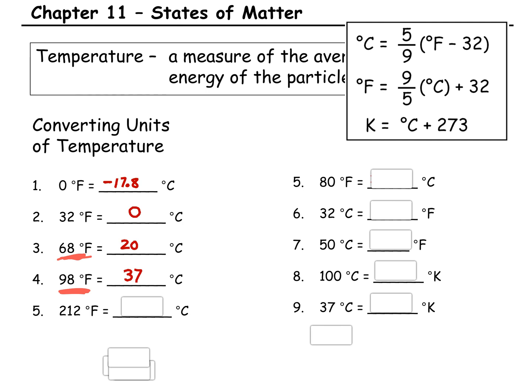Number 5 is a special temperature. That's the temperature at which water boils. Water boils at 212 degrees Fahrenheit, and we talked about that already, and in Celsius that is 100. 100 degrees Celsius, water boils. So that translates to 212 degrees Fahrenheit.